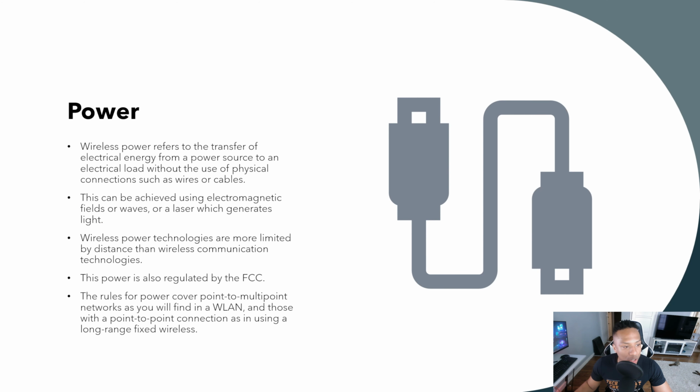All right, let's go ahead and talk about power. Wireless power refers to the transfer of electrical energy from a power source to an electrical load without the use of physical wires or cables. So how is this achieved? This is achieved using electromagnetic fields or waves, or a laser which generates light. Just keep in mind that wireless power technologies are more limited by distance than wireless communication technologies.